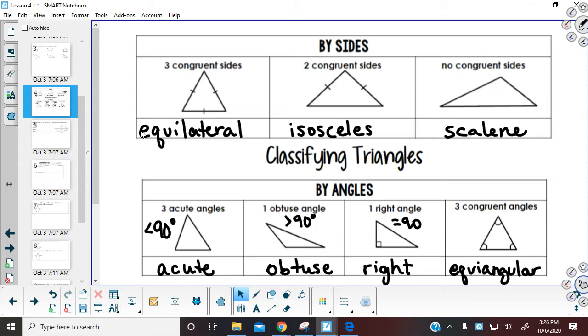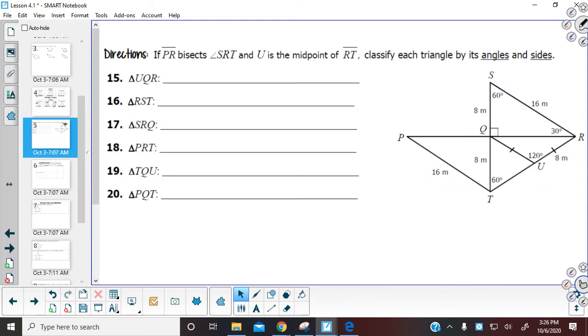If it's asking you to classify by angles, you have four options: acute, obtuse, right, or equiangular. If it just says classify in general, you need one from each category. You need one classification from the sides, one classification from the angles. So if you look at our example, and this is where your notes start, it says classify each triangle by its angles and also by its sides.